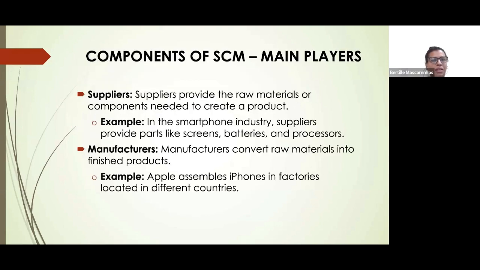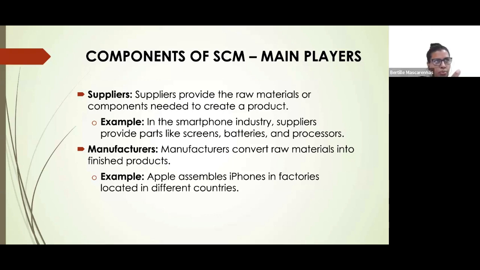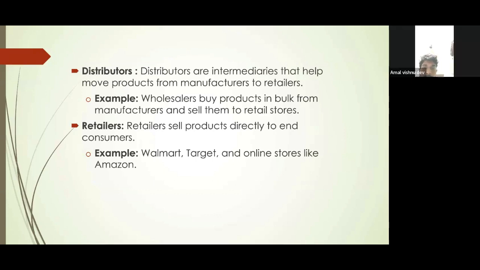Okay, so the main players, the suppliers, are the ones who would be providing the raw material. Cost, quantity, quality is where they will be selected. Manufacturers is the production plant or the factory where the final product is actually made. The distributors, who are the distributors? Ajay, who are the distributors? Retailers. Sorry? Ma'am. Who are the distributors?